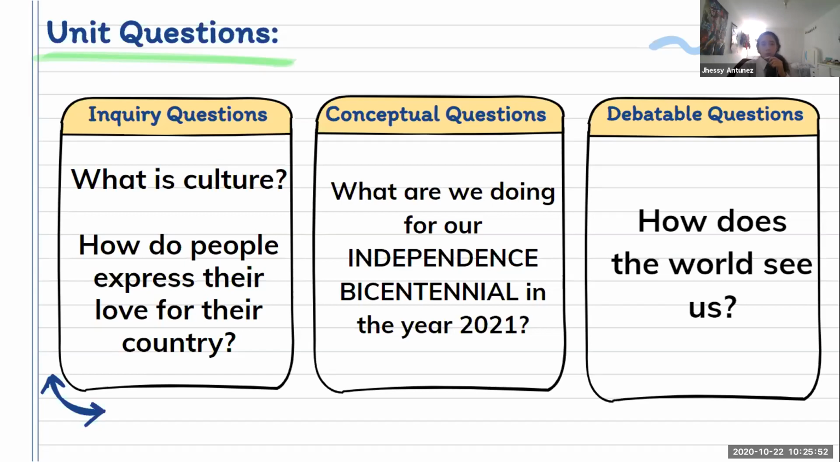Conceptual question. What are we doing for our independence bicentennial in the year 2021? Well, next year, Peru commemorates 200 years of independence, 200 years of freedom, where we share customs that still exist until now. And as the GRASPS said, we are going to create a leaflet about a Peruvian department in relation to this celebration. And finally, the debatable question: how does the world see us? We don't have an exact answer for this question, but we would like to believe that the world sees Peru as a beautiful nation full of color and loving people that carries a lot of culture.